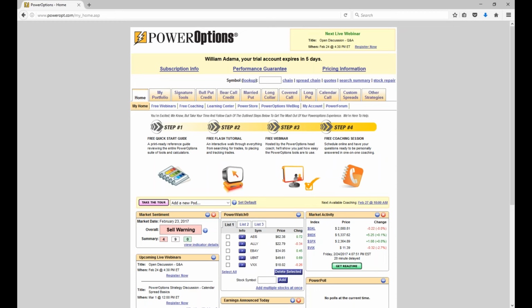Okay, so the first question that came in is from Ben. Ben wants to know, I bought NVIDIA at 114. It's now at 101. How do I fix this trade?